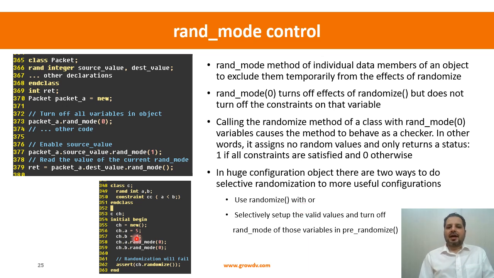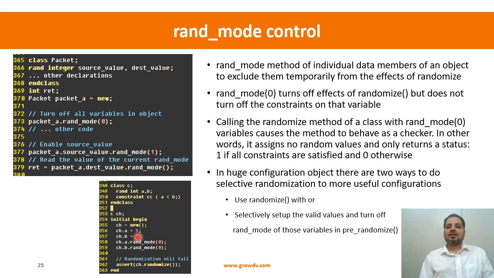One of the examples I want to show you is this class C with two random integer variables. There's a constraint saying A should be less than B. Now we declare the class handle, and then we create an object for that class handle, and assign some fixed values to these random properties. Then we turn off the rand_mode for handle.a, and for b also we turn it off, and we call assert (c.randomize).